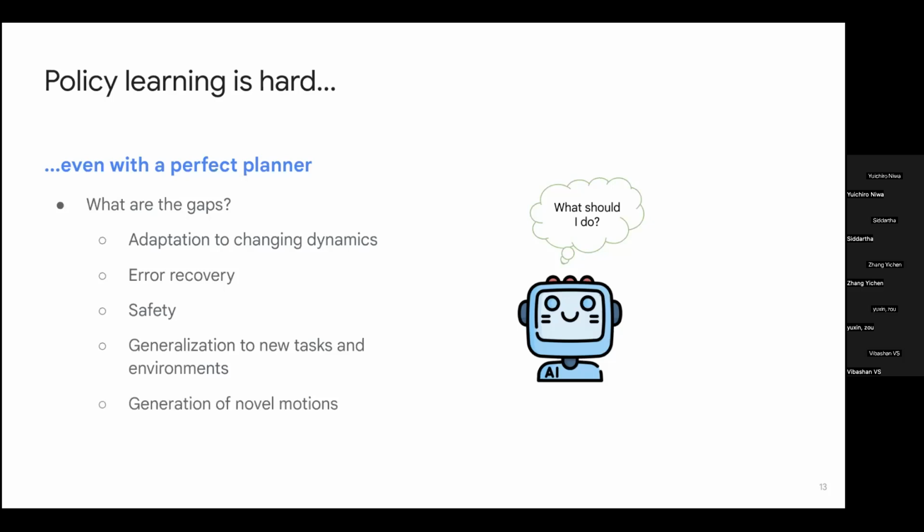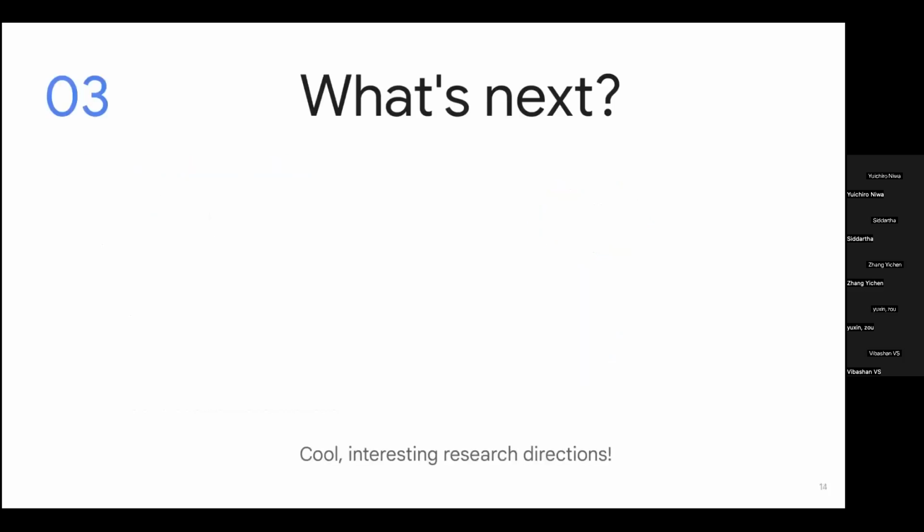And lastly, one thing that I'm mostly excited about is generation of novel motions. So if you have a task that should be solved with a similar motion as some other task that you know how to do, or a task that you can complete by composing different actions that you know how to do, we're not there yet. So what's next? I'm going to talk about some cool ideas the way I see them, and hopefully you're going to find them interesting as well.